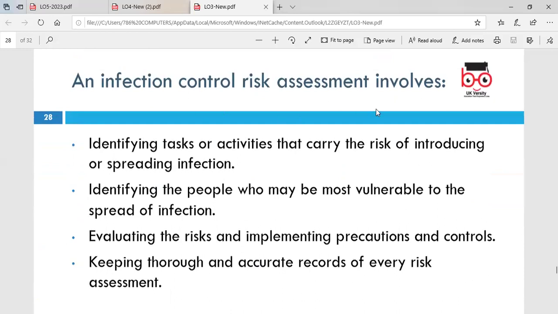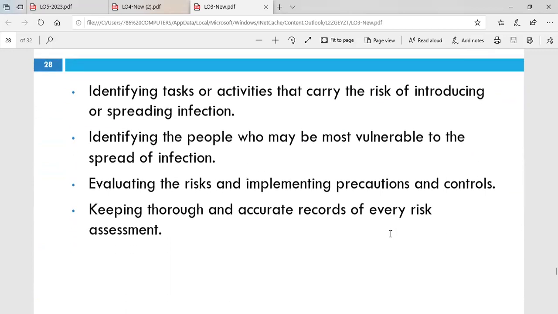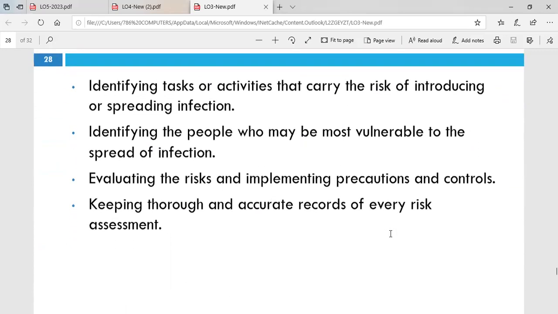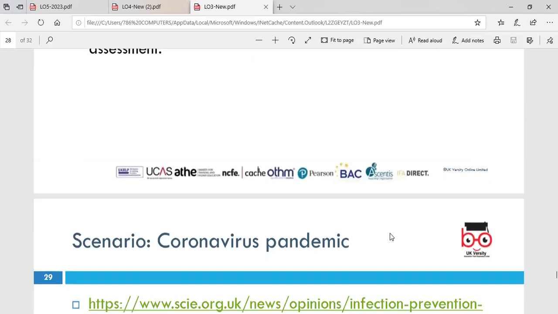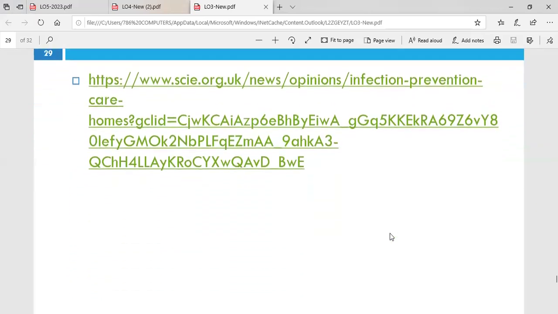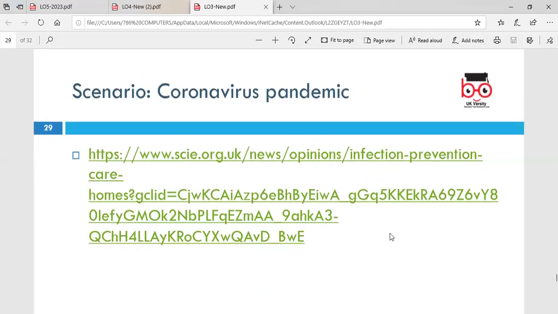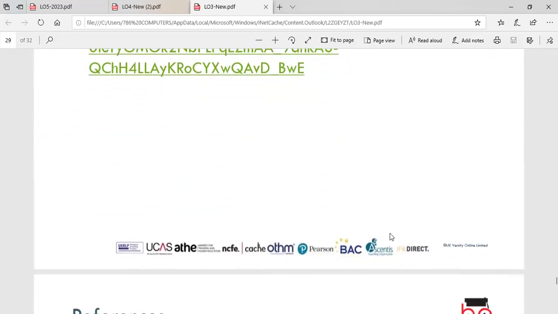An infection control risk assessment will involve identifying risks, tasks or activities that carry the risk of introducing or spreading infection, identifying people who may be most vulnerable to and at risk of spreading the infection, evaluating the risks and implementing precautions and controls, and keeping thorough and accurate records of every risk assessment. There's a scenario we can discuss later on.